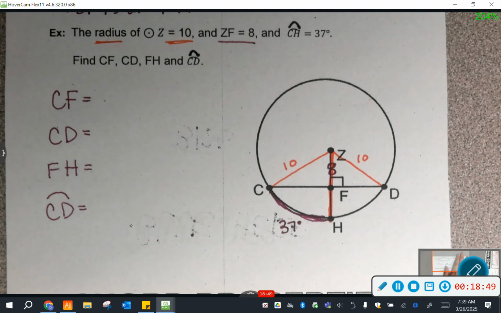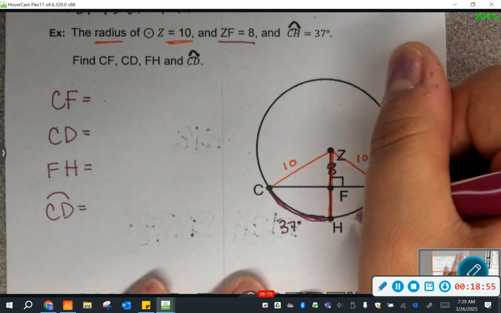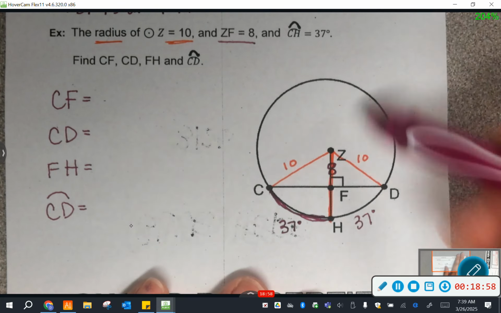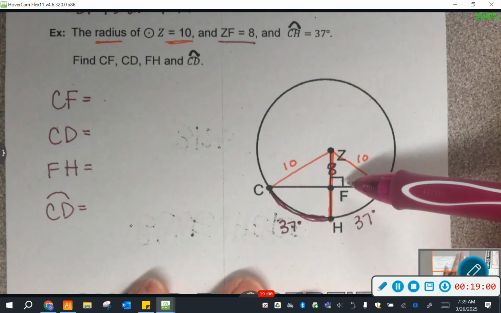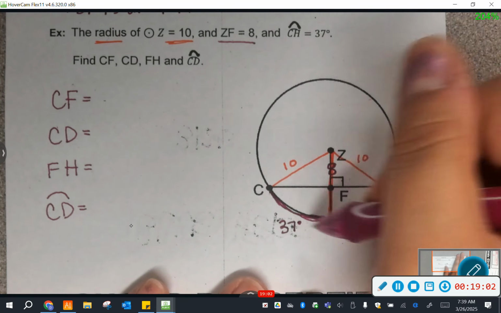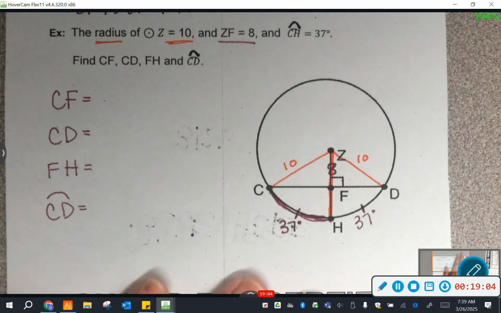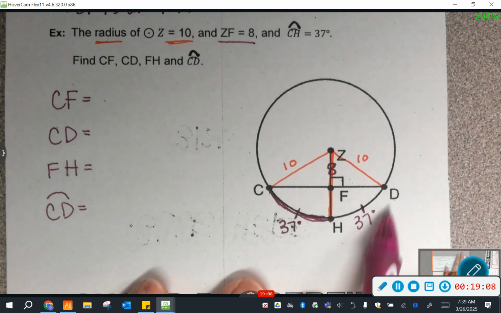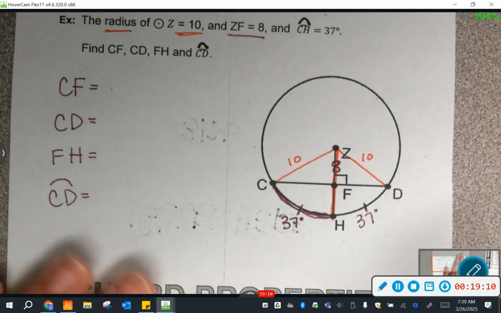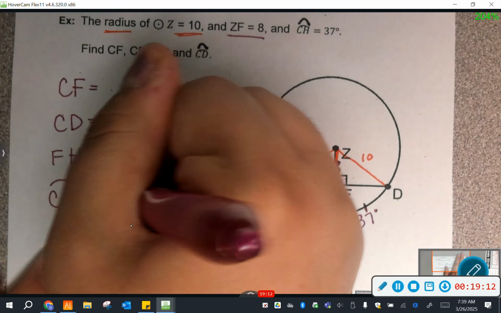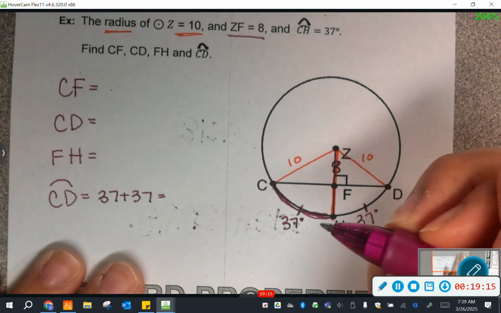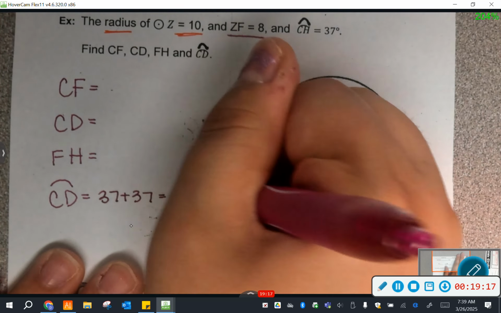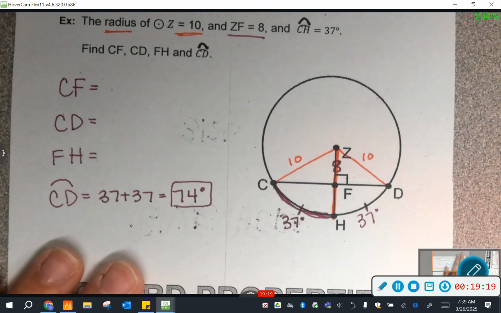Y'all, if arc CH is 37, what is this side going to be? 37, because of the 90 degrees. If it didn't have the 90 degrees, we couldn't do that. But because it has the 90 degrees, these are the same. So what is the whole arc CD? What is 37 plus 37? 74 degrees. We can just add those.